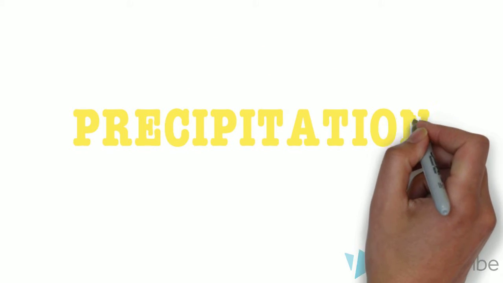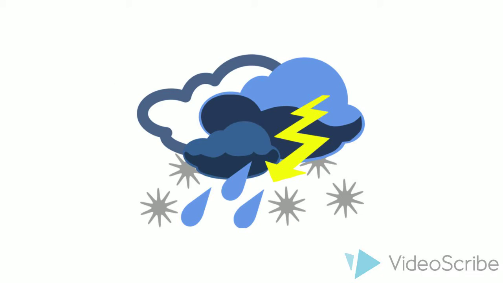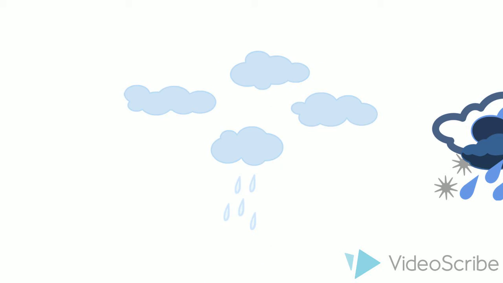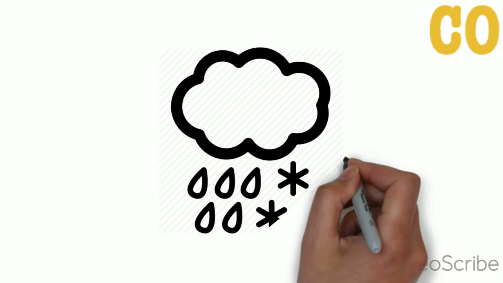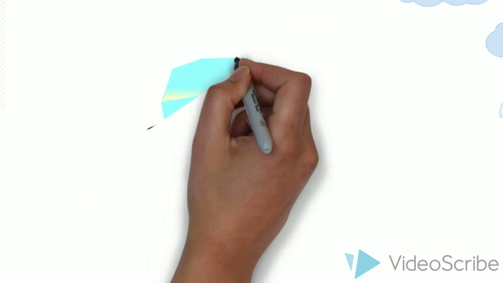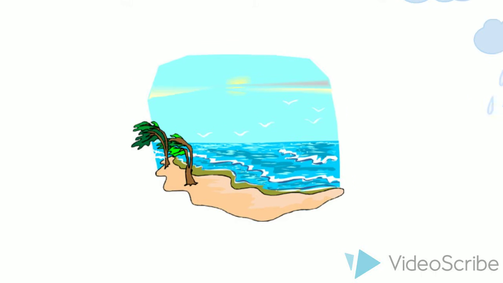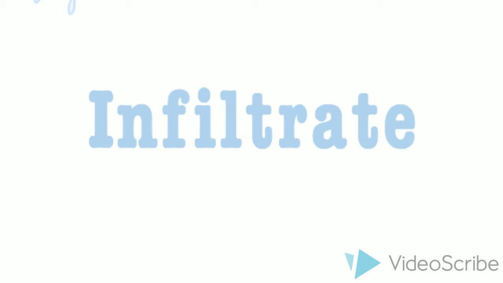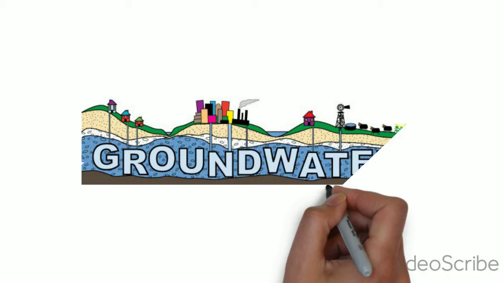Precipitation is when water, in the form of rain, snow, hail, or sleet, falls from the clouds in the sky. Collection is when water that falls from clouds as rain, snow, hail, or sleet collects in the oceans, rivers, lakes, and streams. Most will infiltrate, soak into the ground, and will collect as underground water.